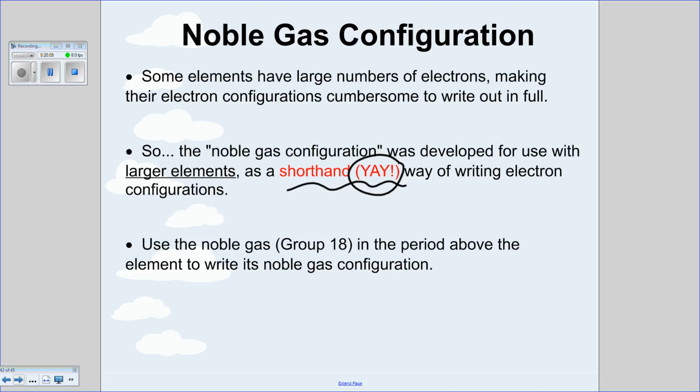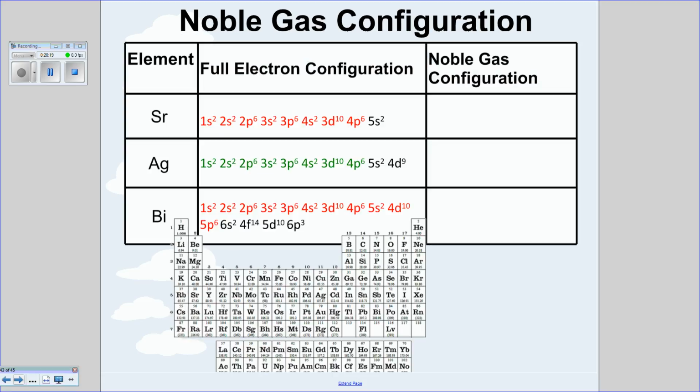So what you're going to do is use the noble gas, which is in group 18, in the period above the element that you're trying to write the noble gas configuration for. So, for example, if we were going to pick strontium right here, strontium can be found way down here. It would be a real pain in the neck to write 38 electrons out. I mean, this is what you'd have to write, and it would take a while. You can do it pretty easily, but it would take valuable time.